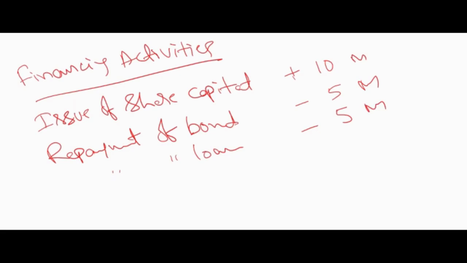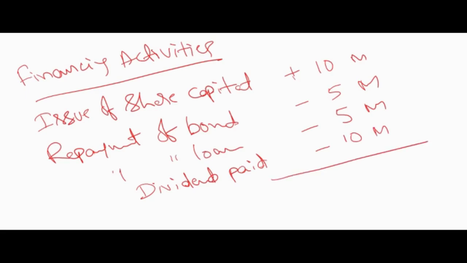And you can also take interest paid or dividend paid. Let's take dividend paid. Let's say how much you have paid, let's say 10 million. So what is the total value here? It is negative, right? Minus 10 million. So this is the value we are getting from financing activities.